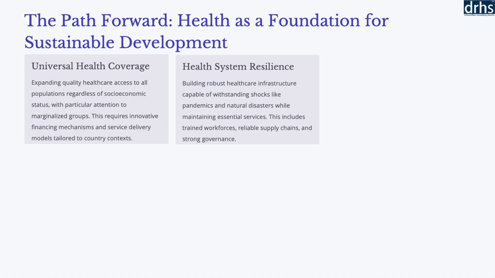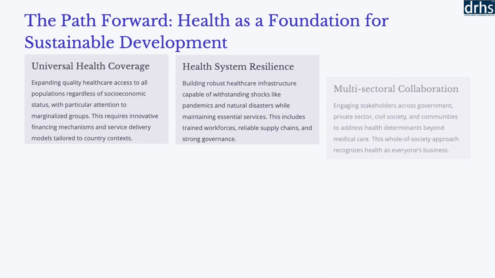Simultaneously, the COVID-19 pandemic underscored the non-negotiable need for health system resilience. Building robust infrastructure involves creating trained and adequately staffed workforces, ensuring reliable supply chains for medicines and vaccines, and establishing strong governance that can withstand shocks like pandemics and climate-related disasters while maintaining essential services. This resilience is crucial for protecting development gains from being wiped out by future crises.